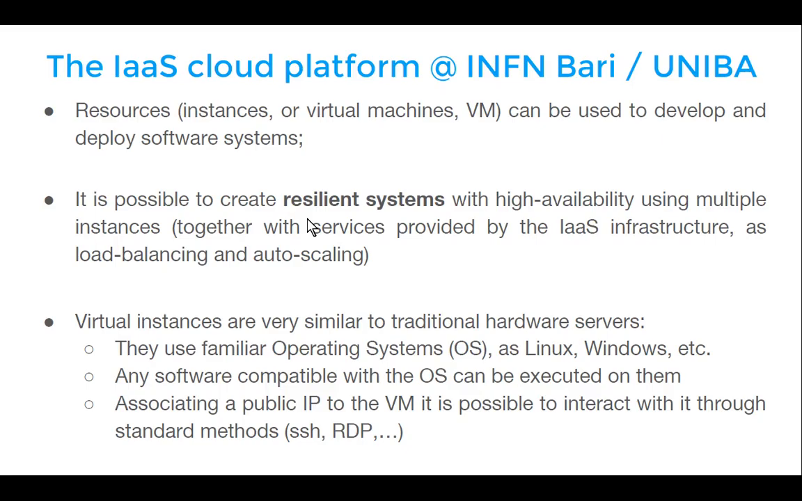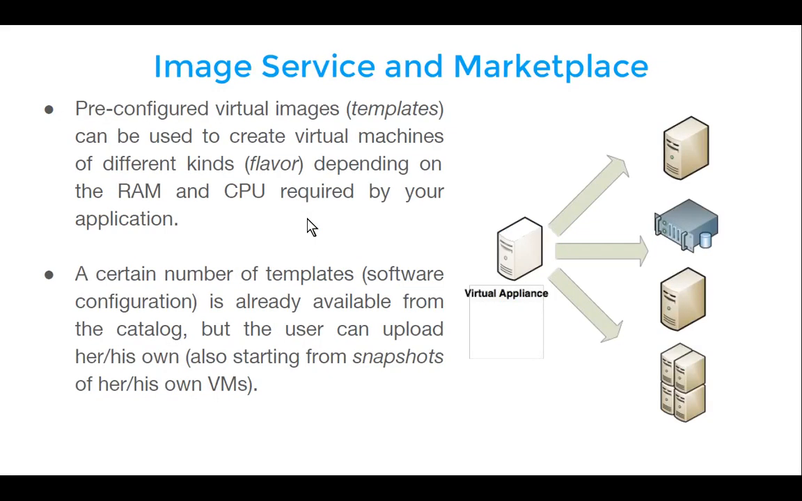Okay, so this is just a summary. You can have resources which are instances of virtual machines, called VMs, that can be used to develop and deploy software systems. It's possible to create resilient systems with high availability using multiple instances with load balancers. We have seen also yesterday in the demo that virtual instances are similar to traditional hardware servers, so they use familiar operating systems. We provide Linux, Windows, or you can provide whatever you want with your personal images. And you can interact with the machines, as we've seen yesterday.